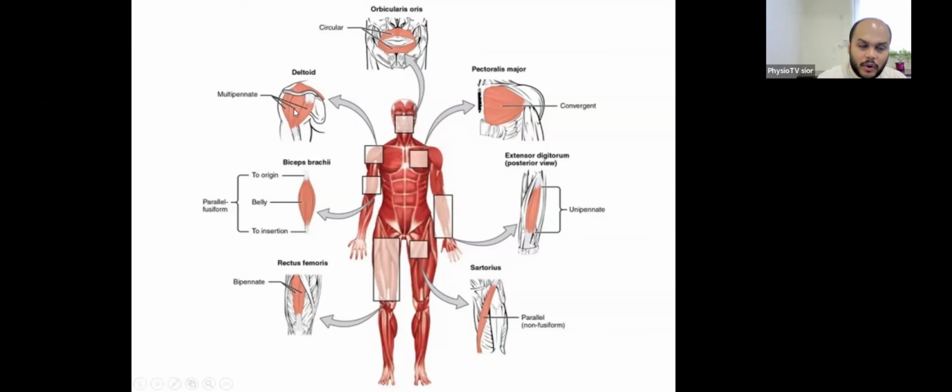Then the deltoid is present as a multipinnate muscle. Then we have extensor digitorum, which is a unipinnate muscle. Then the rectus femoris in the lower quarter is a bipinnate muscle. The pectoralis major is a convergent type of muscle. And lastly, we have the orbicularis oris, a type of circular muscle. So at a glance, you can see the division of the muscle fibers.